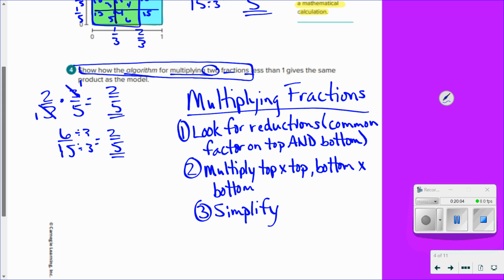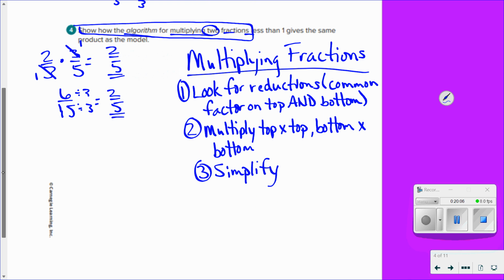Now, who wants their mind really blown? Watch this. 10/27 times 20. Actually, no, I did it backwards. 27/10. Yeah, that'll work. Times 20/3. No way. How? Ben? You're going to divide 27 and 3 by 3 and 10 and 20 either by 5 or by 10, because I can use bigger numbers if I want to, right?